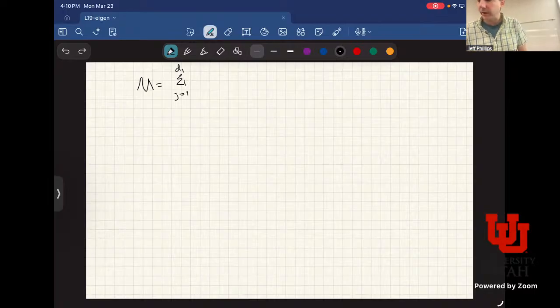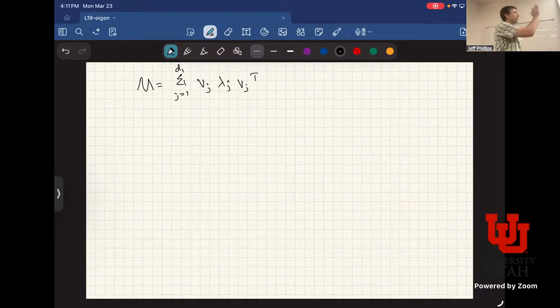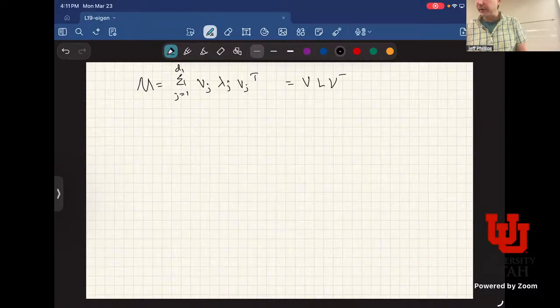Vj lambda j Vj transpose, right? This is kind of similar to what we wrote for the singular value decomposition. Remember that it's equal to V L V transpose. That's the eigen decomposition of M, okay?